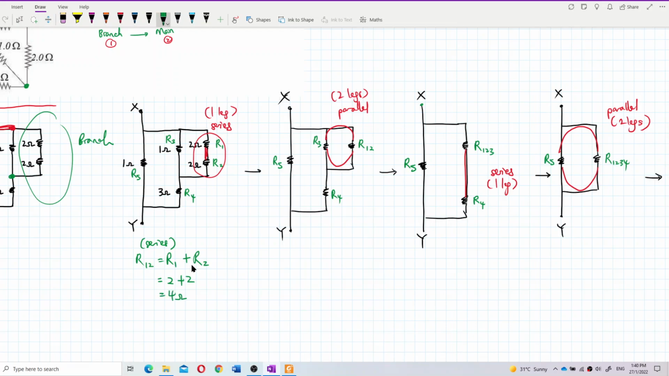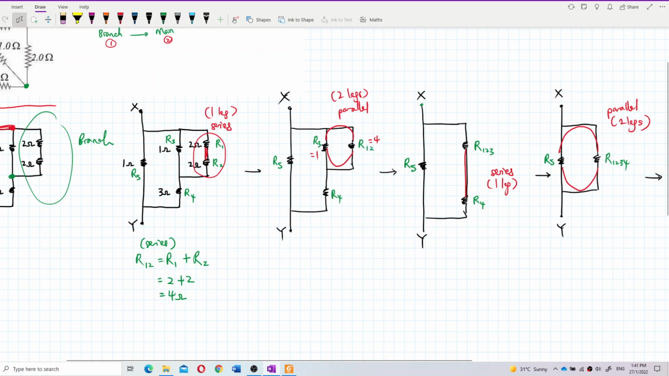Okay, so we got 4 ohm for this R12. So write it down over here. R12 is 4 ohm. And then R3, what is R3? R3 is 1 ohm, from here. Okay, this is 1 ohm.